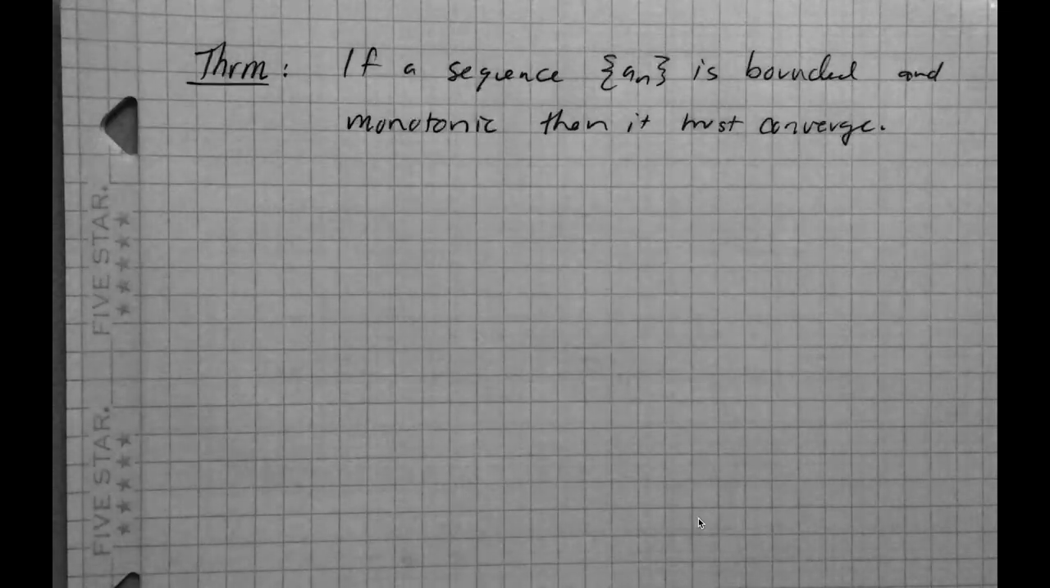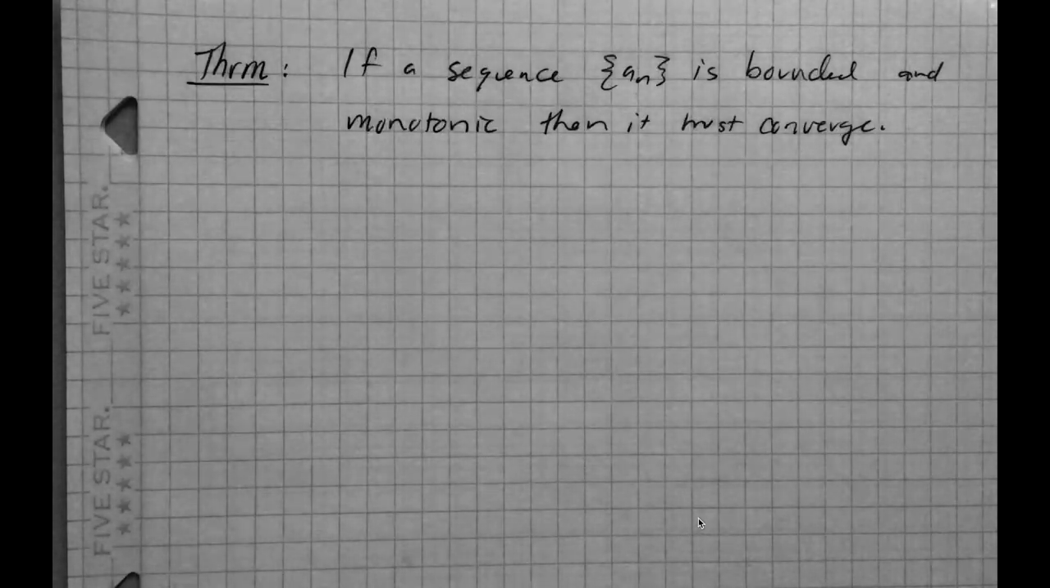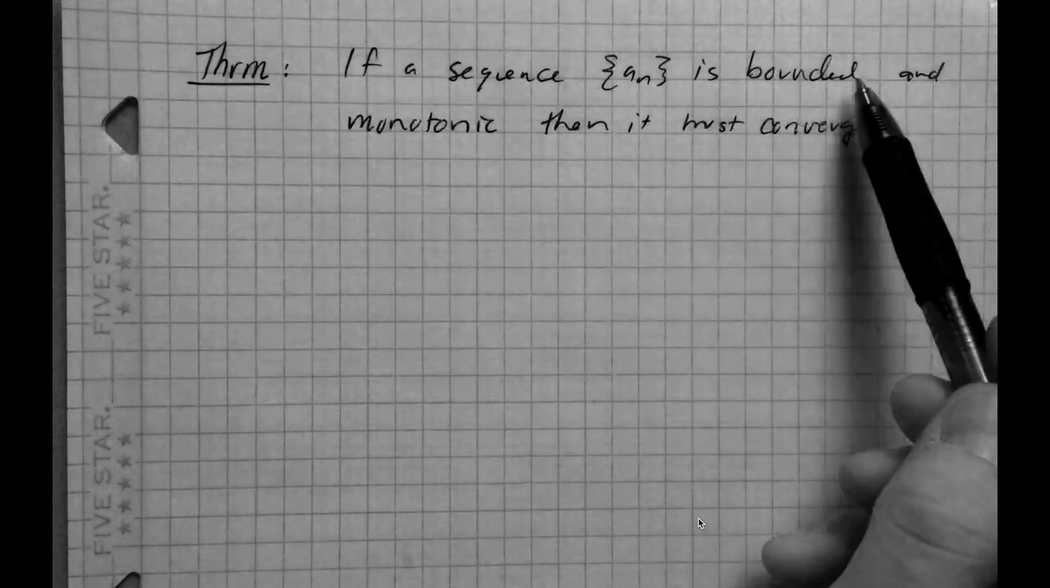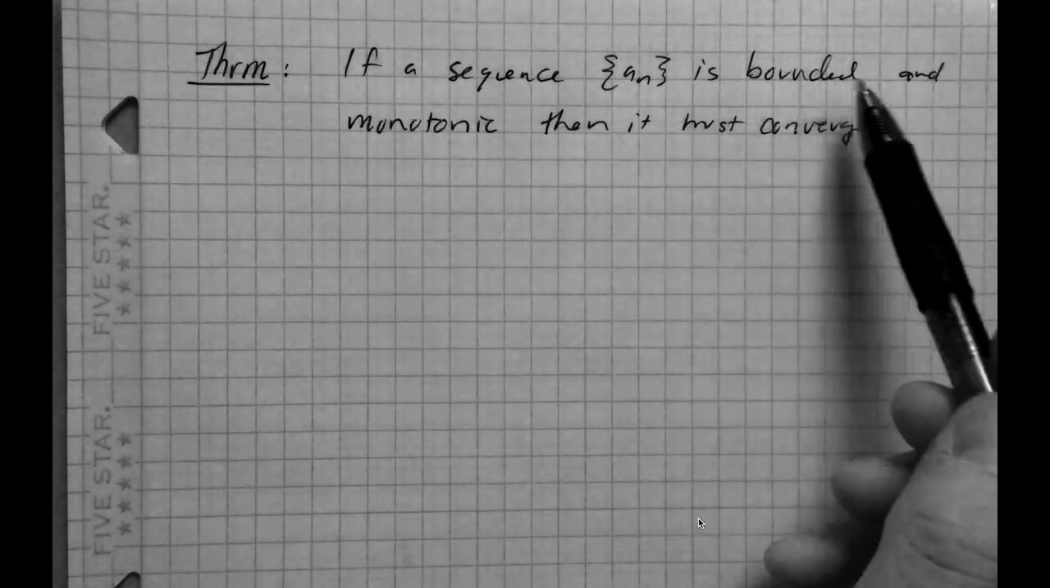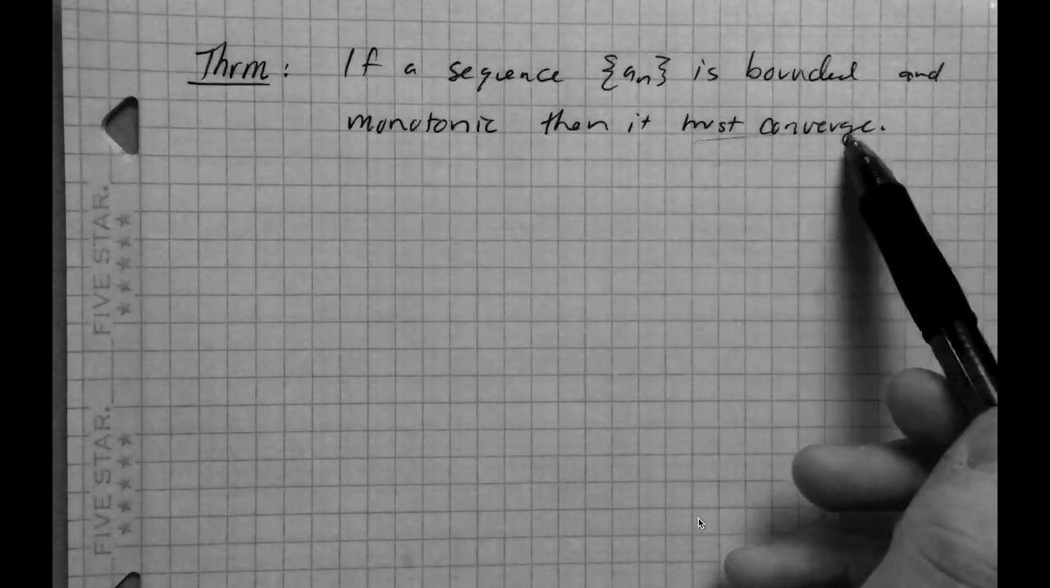Right? And let's say A of n is monotonic increasing. It means the sequence continues to go up forever. It never goes down. It only goes up or stays flat. But if it's bounded, it can't go up indefinitely. It has to sort of level off, seemingly, right? And so that's going to imply that it must converge, right?